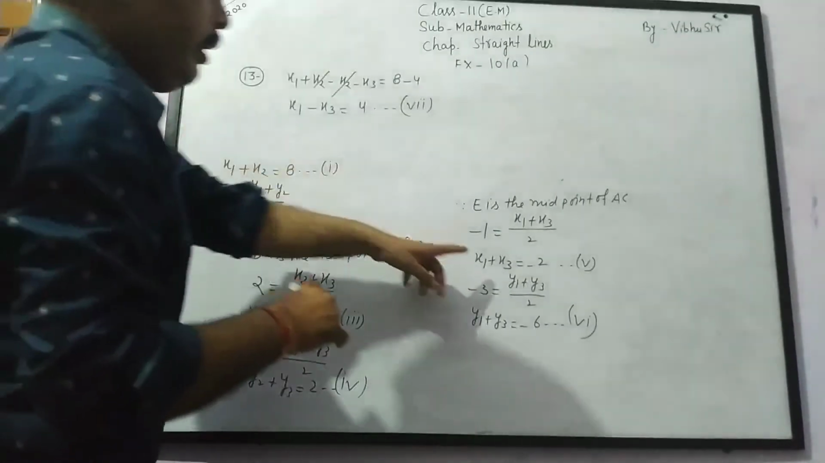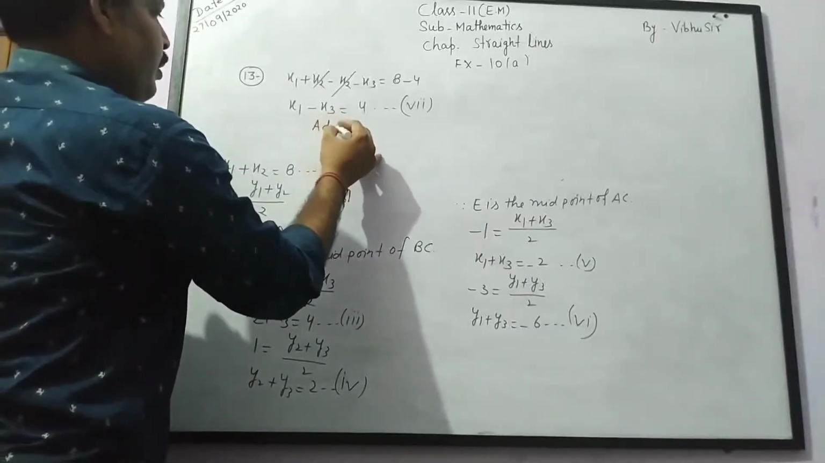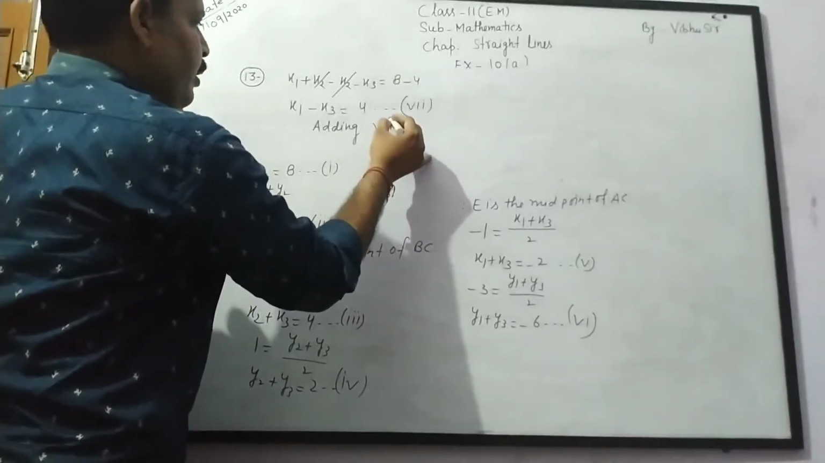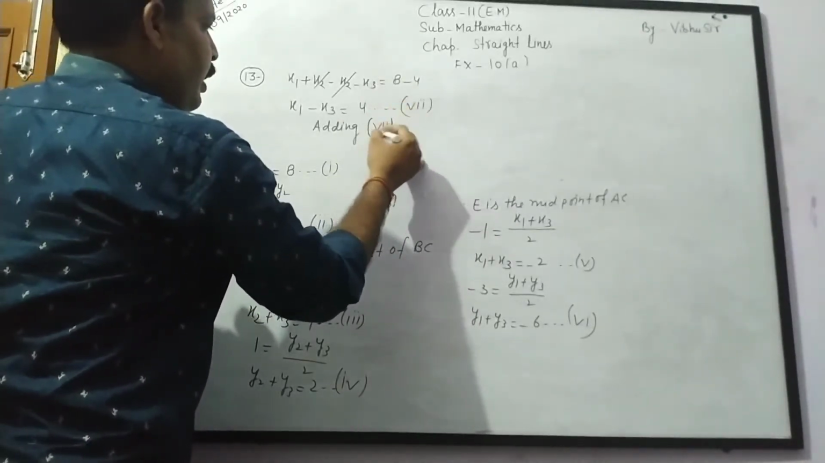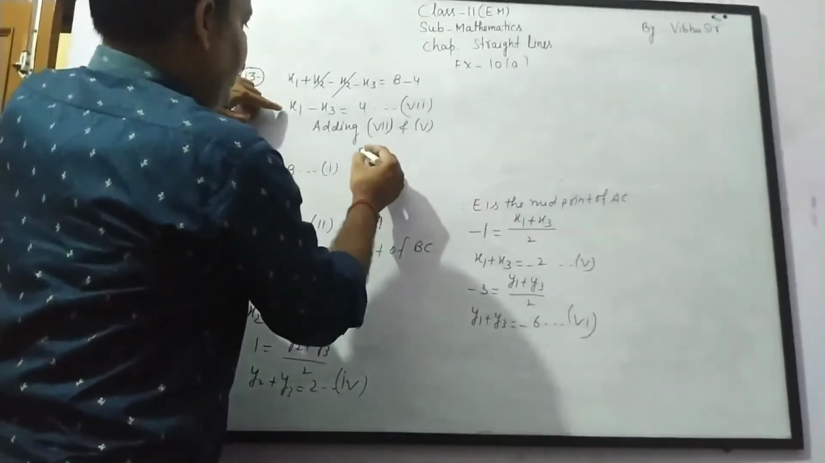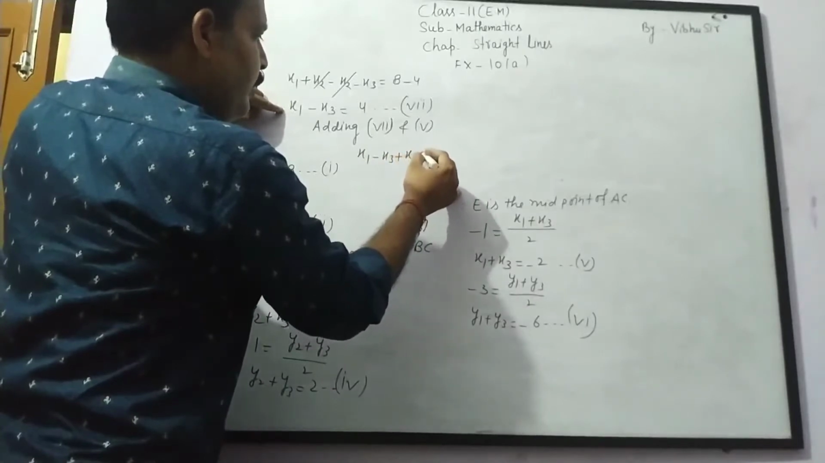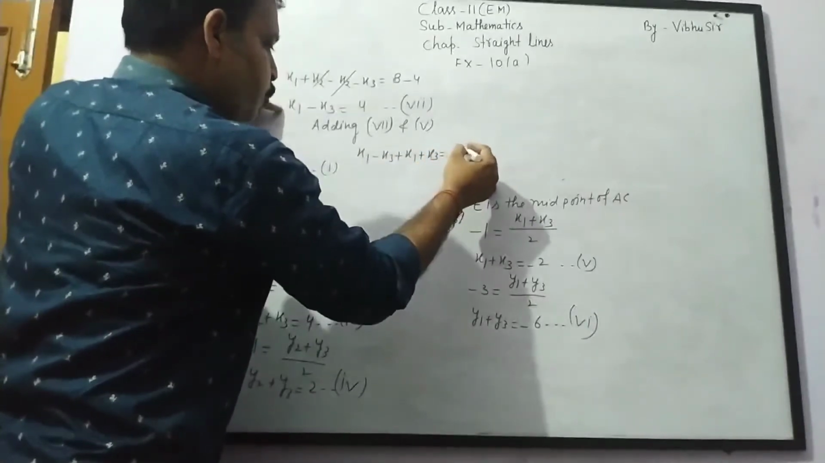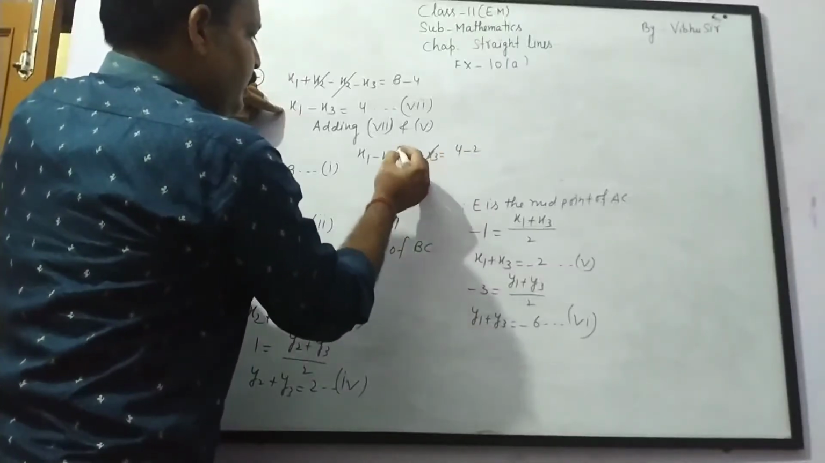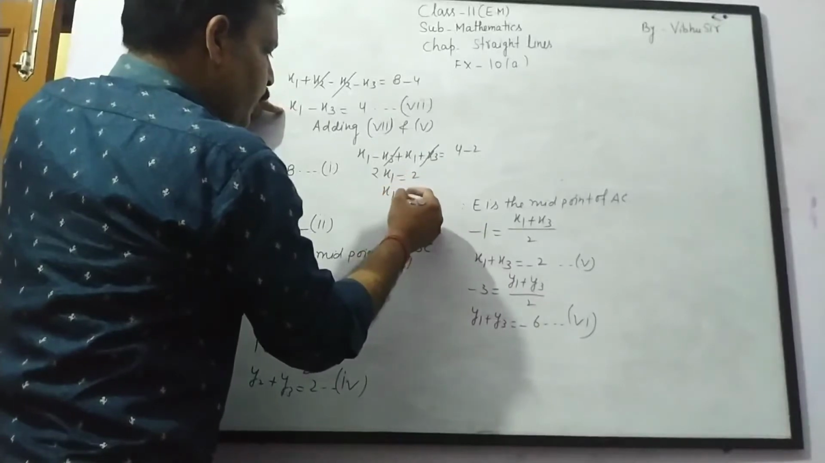Now adding equation number 7 and 5. Therefore x1 minus x3 plus x1 plus x3 equals 4 minus 2. Here x3 is cancelled. 2 times x1 equals 2. Therefore x1 equals 1.